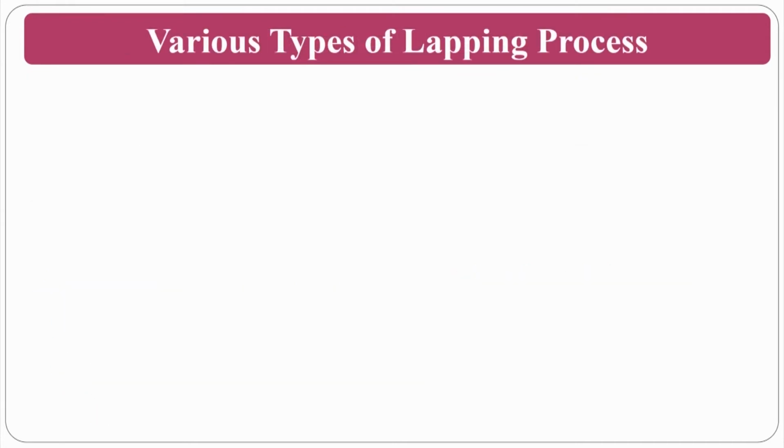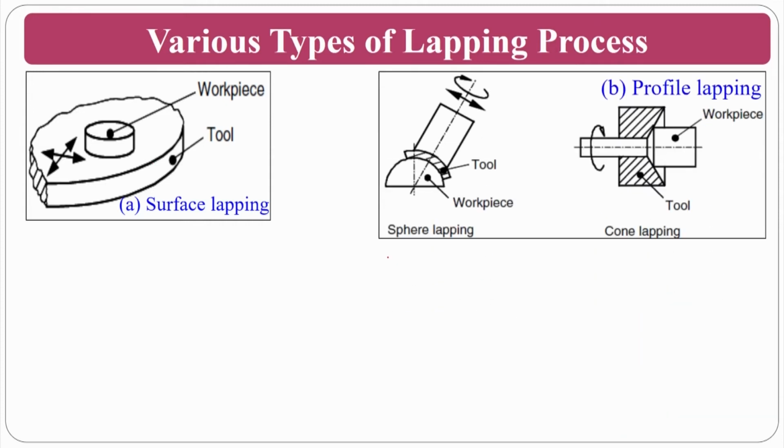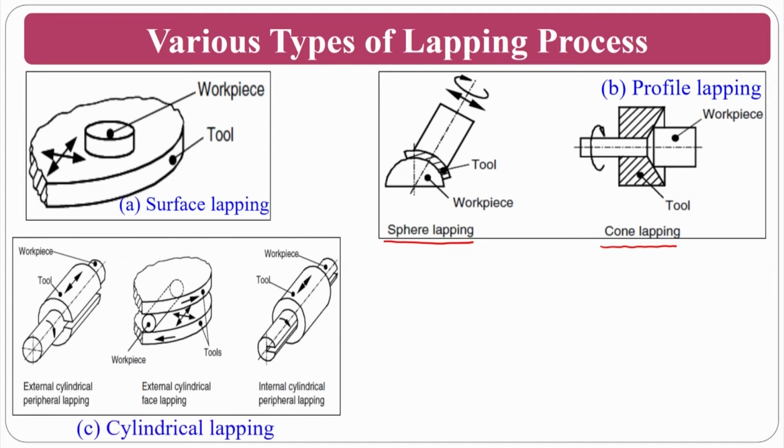The various types of lapping process: this is called surface lapping, where you have a tool and a workpiece, and you give relative motion to both of them. Then there is sphere lapping, where if I want to lap a sphere, you need to have the converse or negative shape of it, and then you can do the finishing. Then cone lapping, again with the converse shape. These are all called profile lapping. If I want to do a profile, you have to have the converse of that profile, then you do the lapping process.